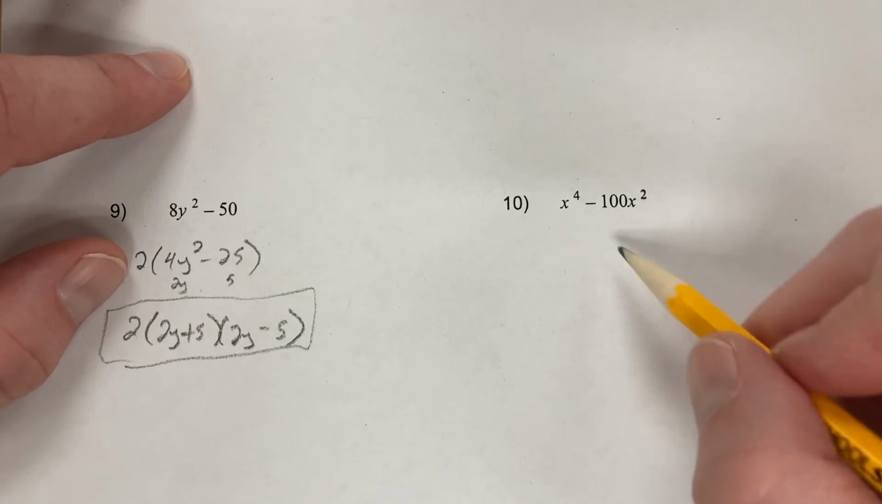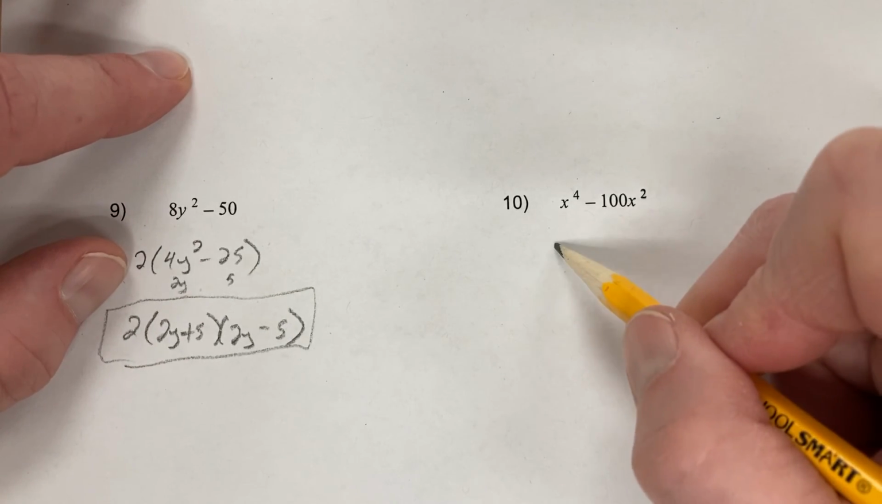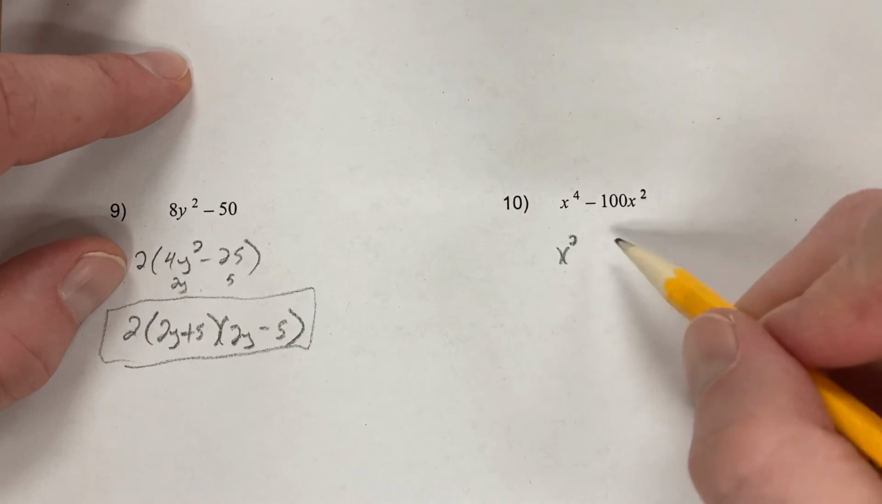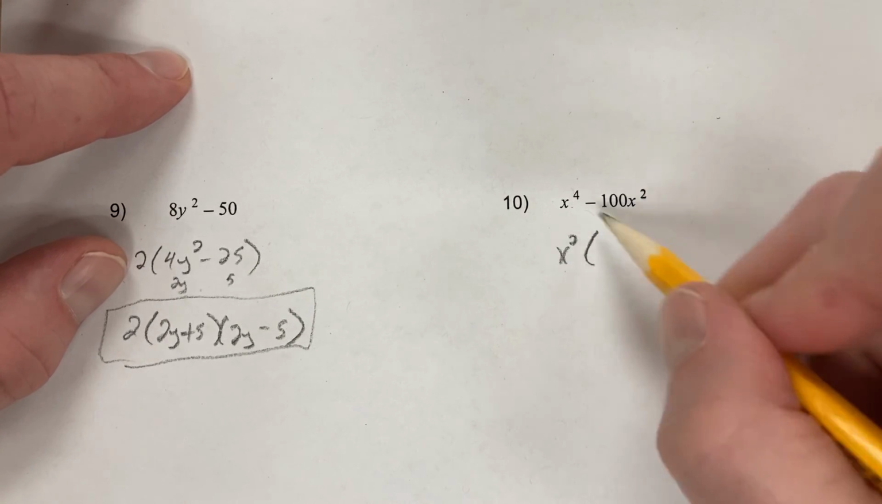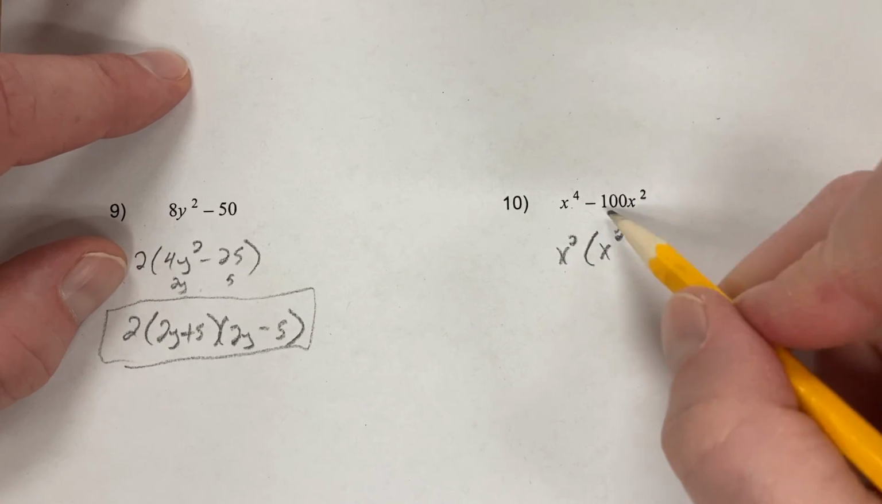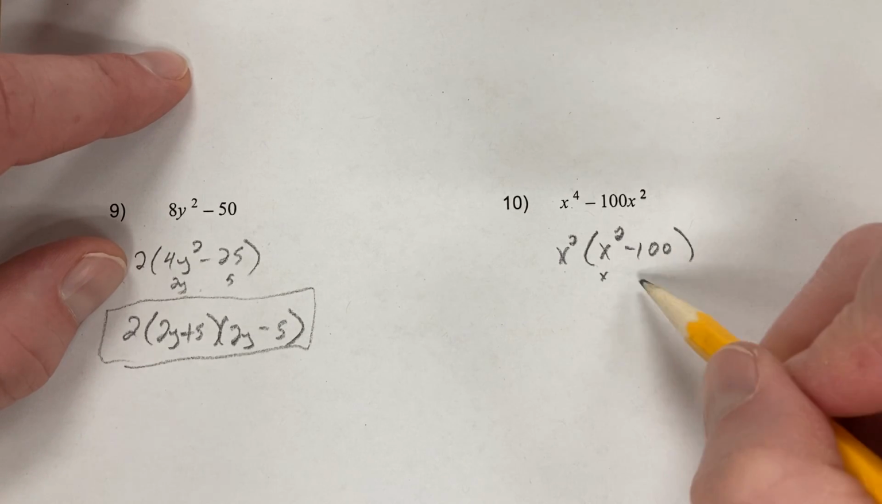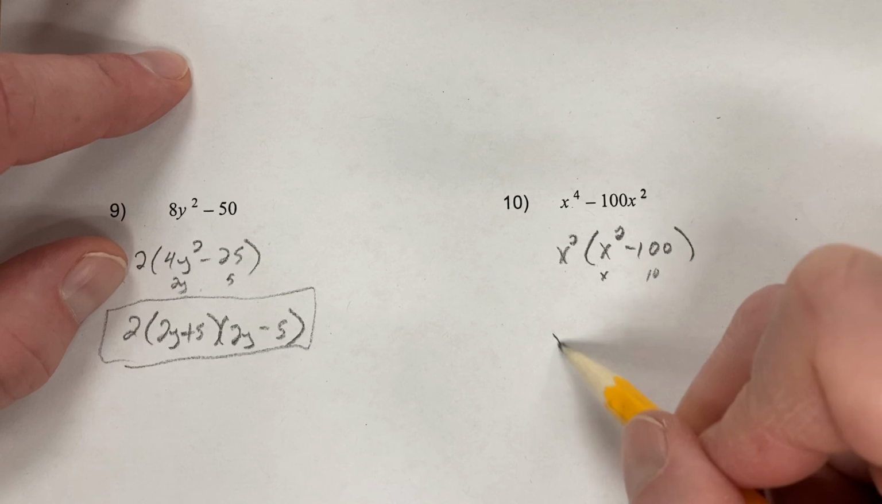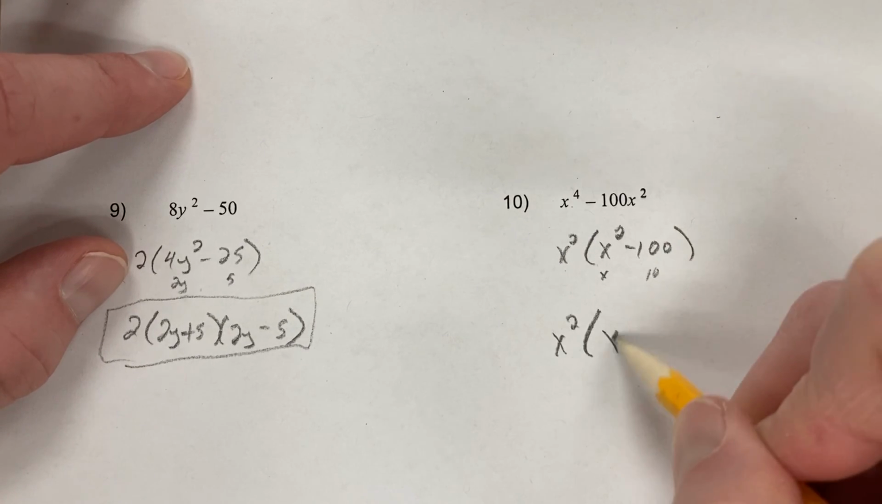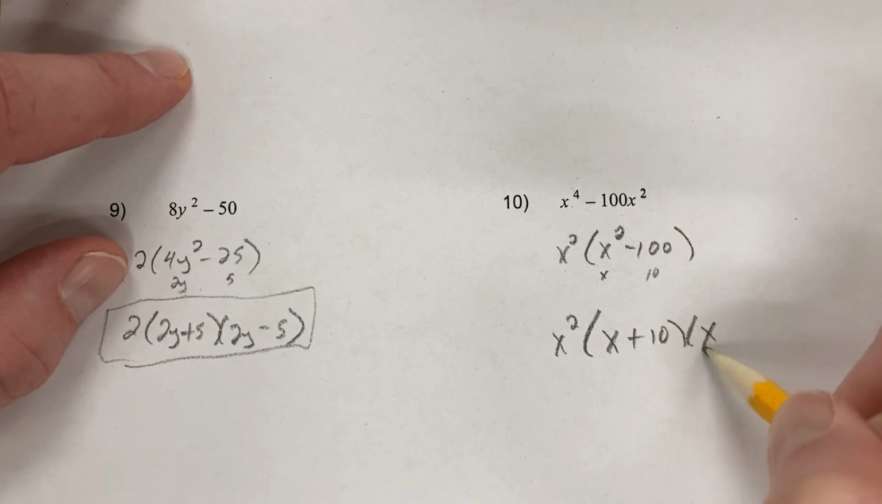And then for number 10, what divides evenly? Well, I can pull 2 x's out. I can't pull any numbers out. So I'll just take those. If you take 2 away from there, you'll still have 2 left over, minus 100. Well, x squared is x times x. 100 is 10 times 10. So this would be x squared times x plus 10, x minus 10.